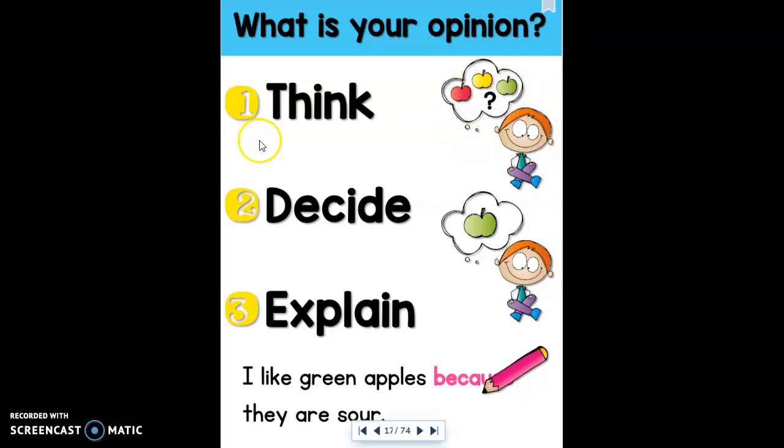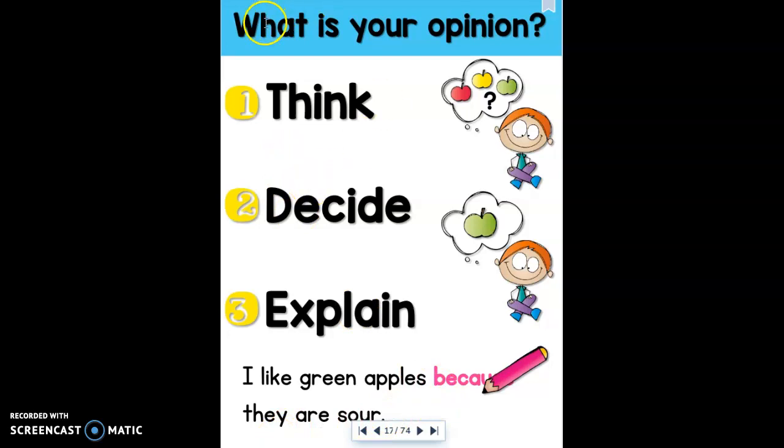So when someone asks you a question, the first thing you really need to do is think about it. And sometimes you might have an answer right away, and sometimes you may need to think for a few moments. With this situation, the child decided, oh, I like green apples the best. So they decided green was the best. And once we begin to write, we have to explain why we have that opinion. Why do we feel one way about one thing? And just use words to explain why we feel that way. So this child starts their sentence, I like green apples because they are sour.